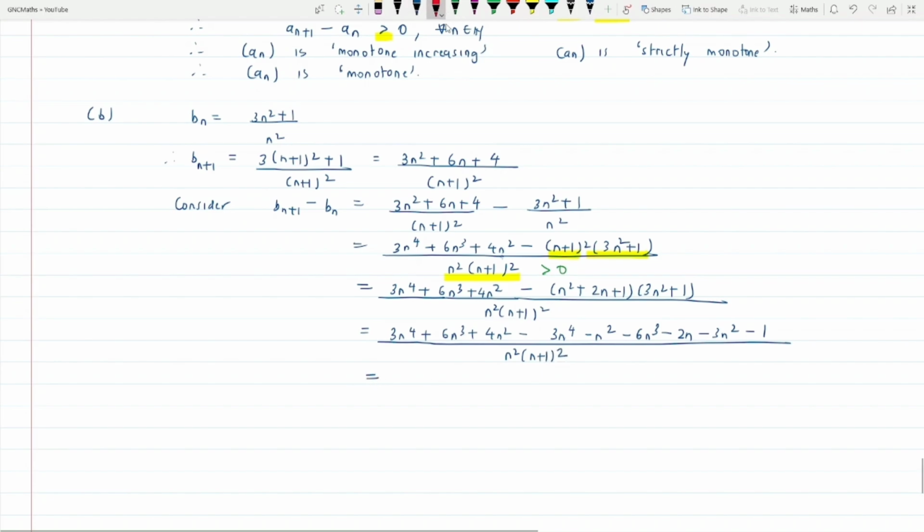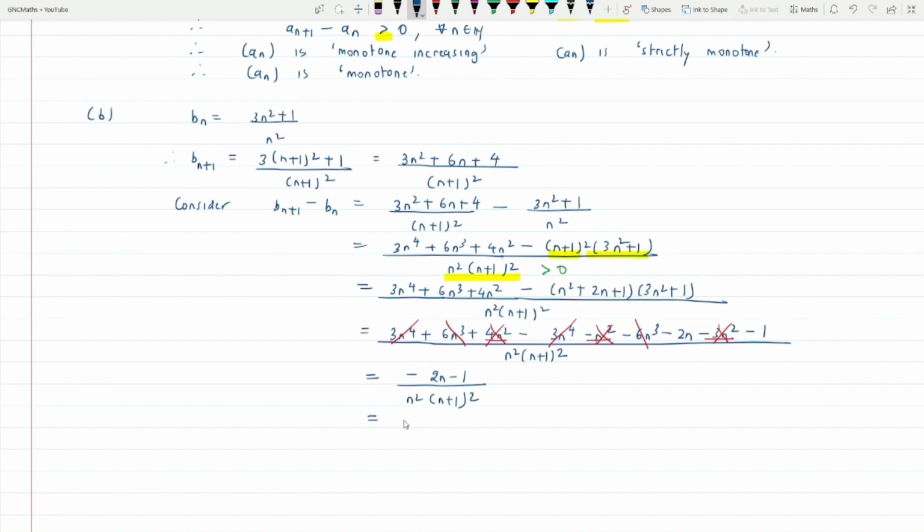So let us see some calculations which are happening around. So 3n raised to 4 goes away. Now we have a 6n cube over here, and we have another minus 6n cube that goes off. We have 4n square, we have minus n square, which makes it 3n square, and another minus 3n square. So we get rid of the 4n square as well. So we are just left with minus 2n minus 1, divided by n squared times (n plus 1) whole square.